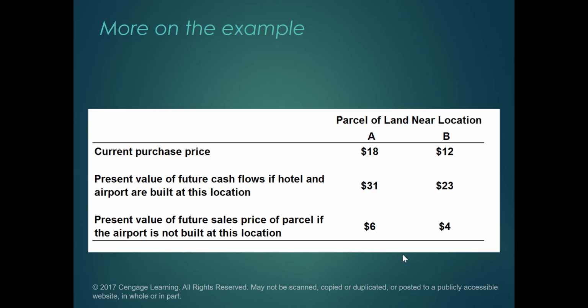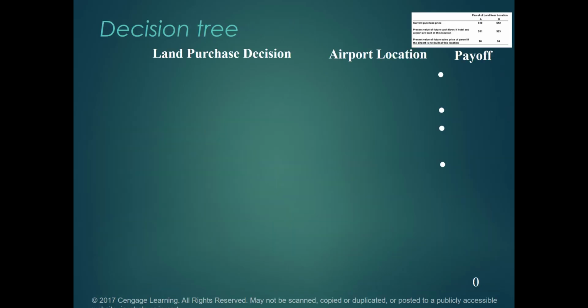So the question is how we can evaluate this problem and how we can help the hotel chain make the right decision. There are tools that we can use to make a decision. One of the tools that we have is decision trees. The decision tree uses a specific graphical representation to show the problem graphically.